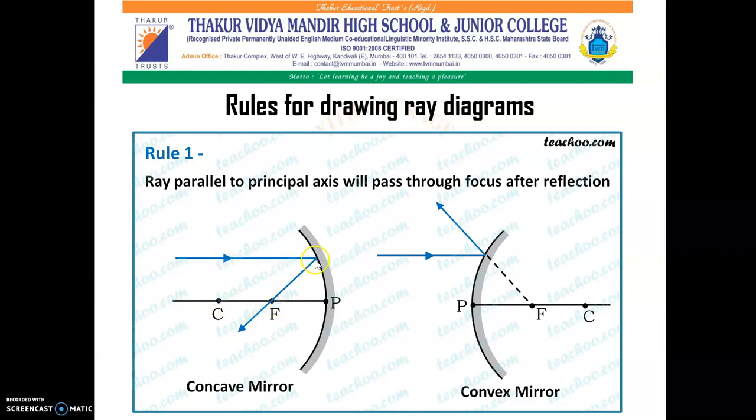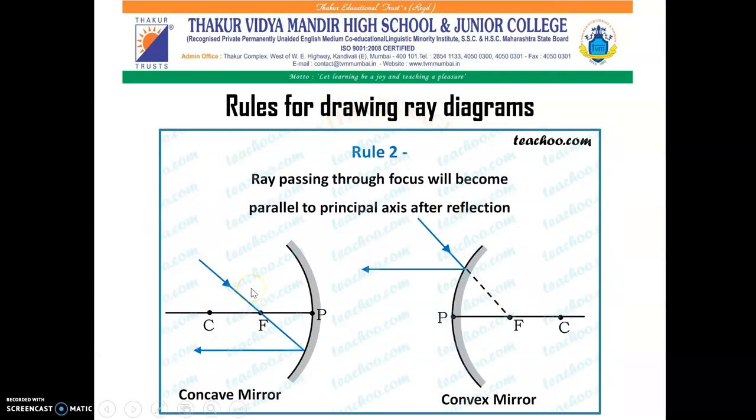So, when it is hitting the concave mirror, it is reflecting back and it is passing through the point F, that is nothing but the principal focus. In case of convex mirror, you can see over here the incident ray which is parallel to the principal axis is getting reflected and it appears to be coming from a point behind the mirror, that is the point F, principal focus. So this is rule number 1.